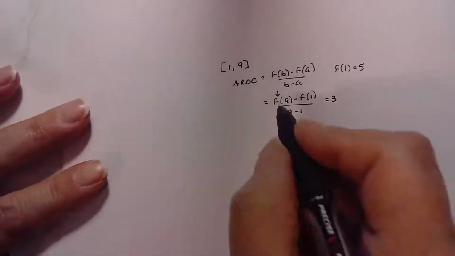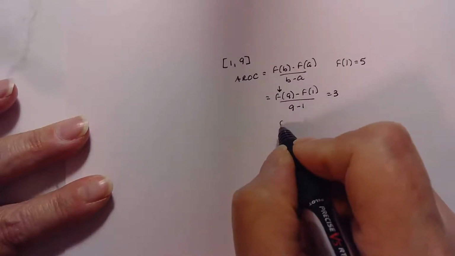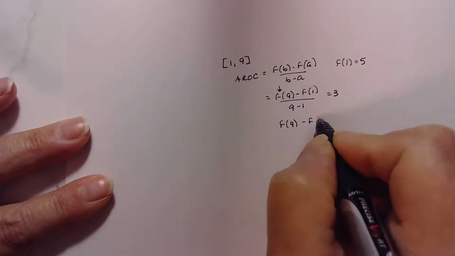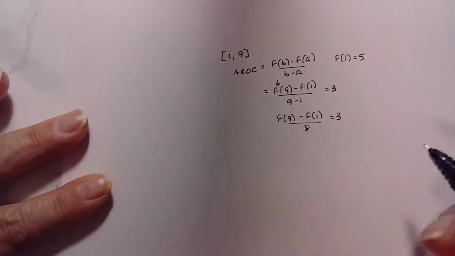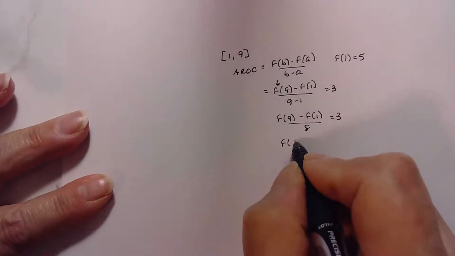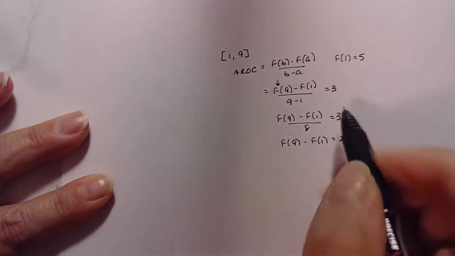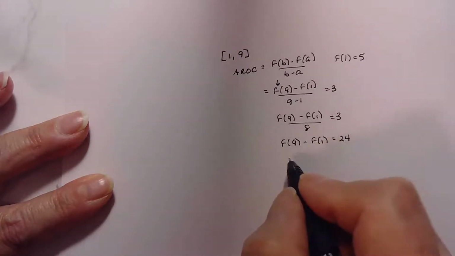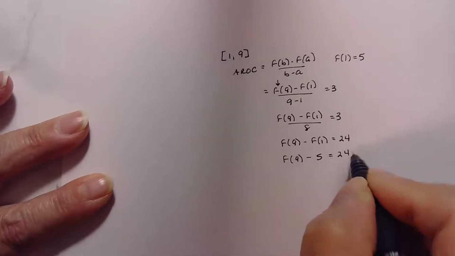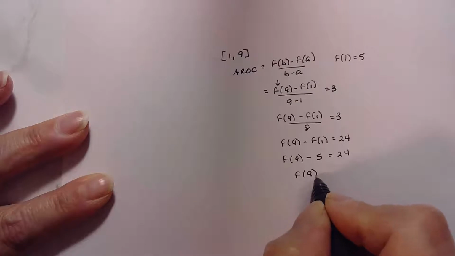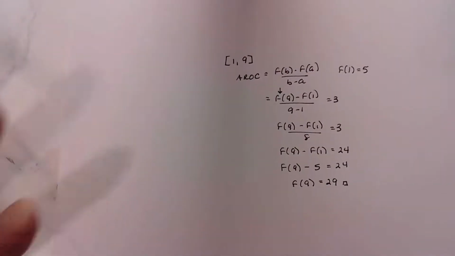No big deal, right? This is an 8. So we have f of 9 minus f of 1 over 8 equals 3. Multiplying both sides by 8, we're going to have f of 9 minus f of 1 equals 24. Now they told us f of 1 is 5, so I can replace that with a 5 and add it to both sides to get f of 9. Okay, and that's all there is to that very cute little problem.